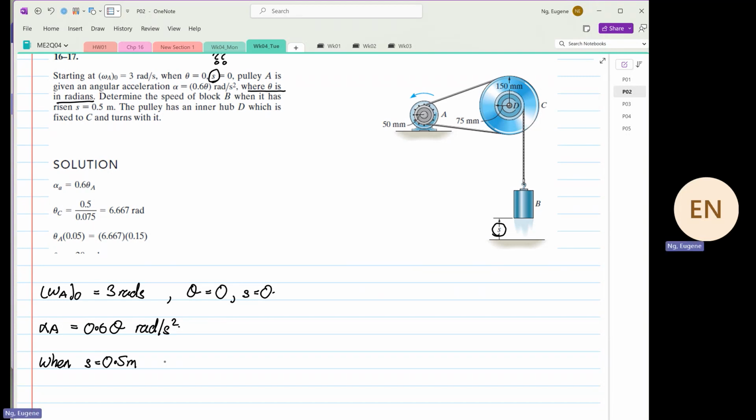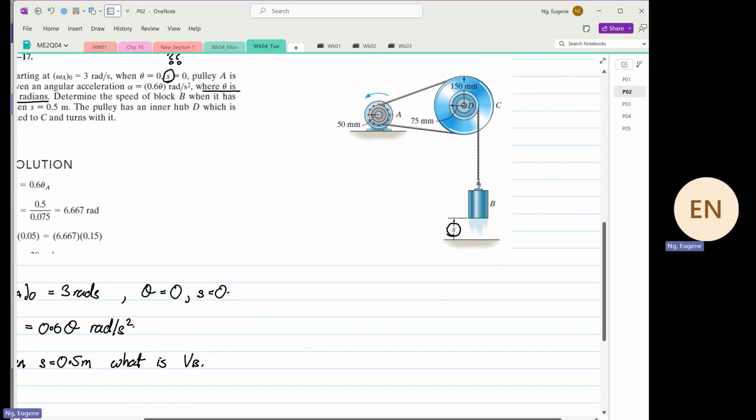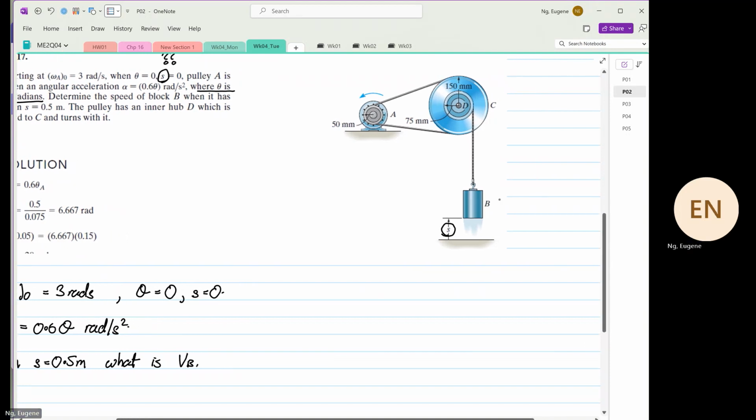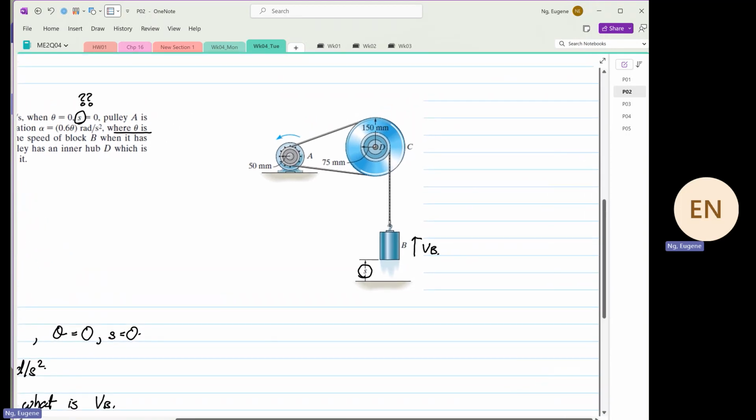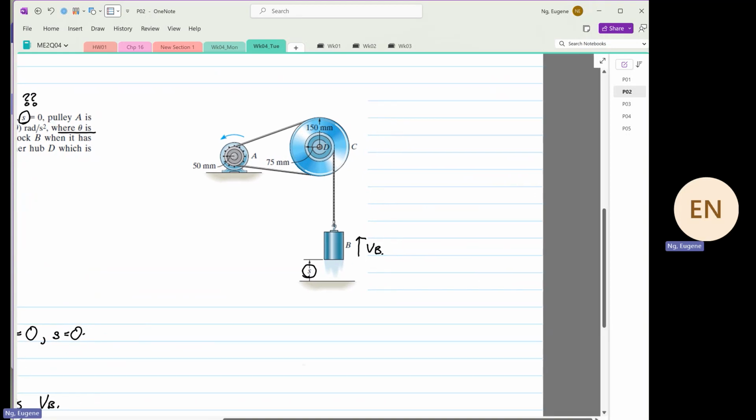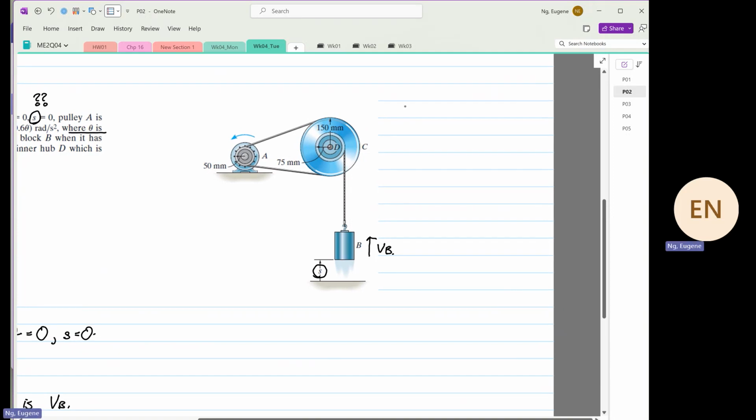Okay. What is VB? Okay. What is VB? So if you look at over here, this is the velocity of the block. Okay. Or velocity at point B. Now I want us to focus on the diagram now. Okay, so we are going to do some analysis. By looking at the diagram, we are going to do some analysis.